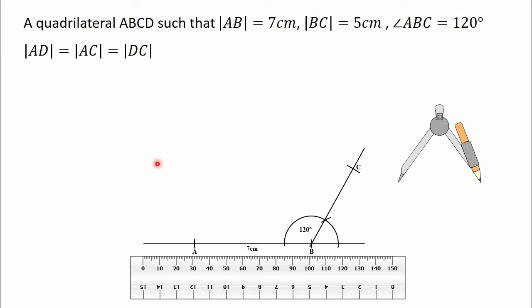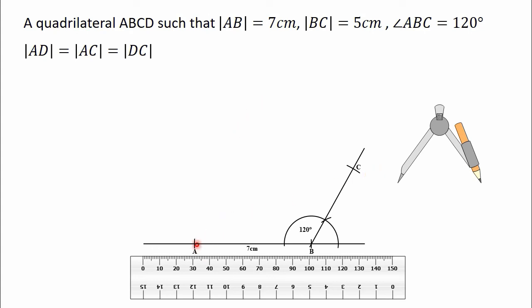Now let's move on to point D. As we have already seen, the point D will be somewhere here. We don't know the exact position, so that is what we are going to find. The question tells us that the length of the side AD, that is from point A to point D, is equal to the length of the side AC, and is also equal to the length of the side DC. So from point A to point D is the same as from point A to point C.